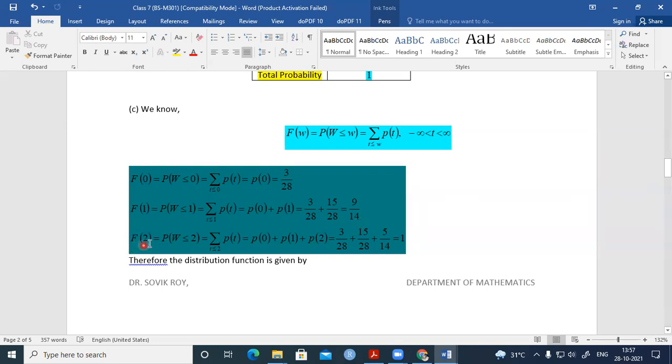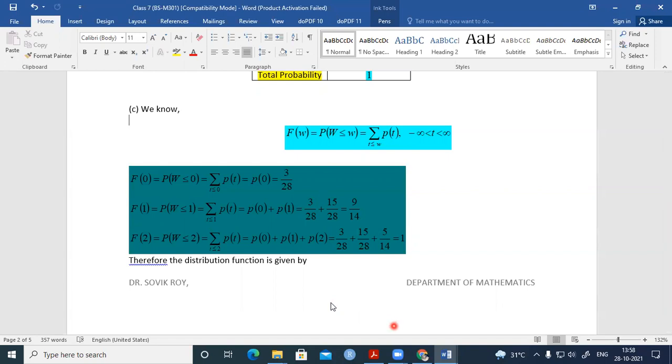Lastly, we have w equal to 2. In a similar manner, we substitute w equal to 2, which is the probability of W less than or equal to 2. Since there are only 3 possibilities where t can take values less than or equal to 2, we substitute all the values one after another sequentially, and we get P0 plus P1 plus P2, which is 3 by 28, 15 by 28 plus 5 by 14, which is equal to 1.